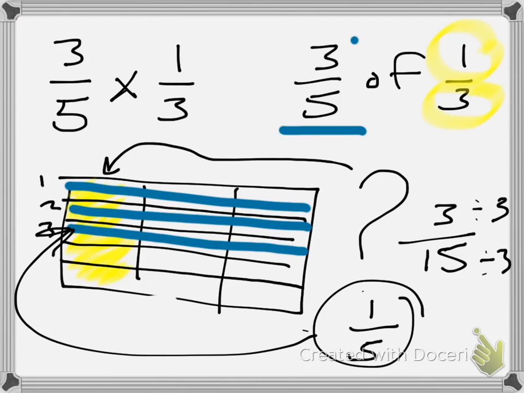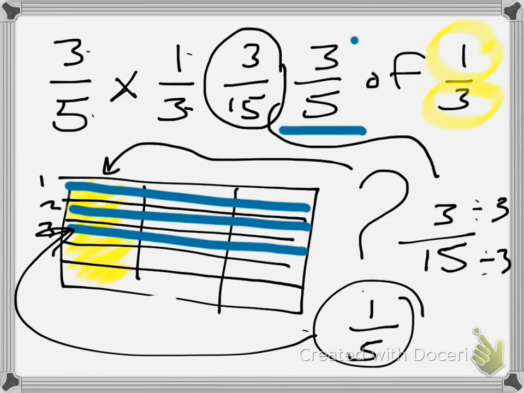Notice just a small hint of what's coming up. 3 times 1 is 3. 5 times 3 is 15. Does this look familiar? I hope it does.